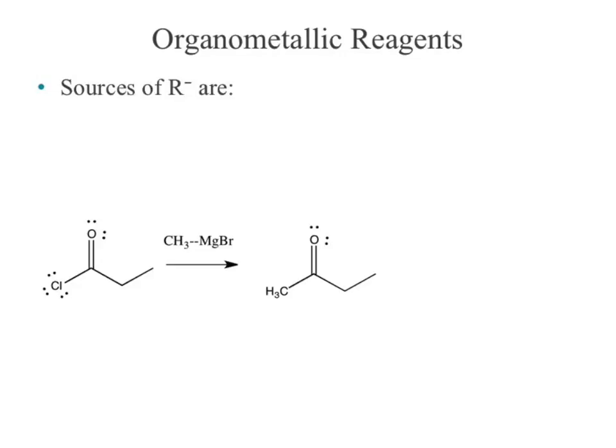Our organometallic reagents were our sources of R-. So in the reaction shown below, what happened? Substitution, how? What did the Grignard reagent do? It attacked the carbon of our carbonyl, which then did what?